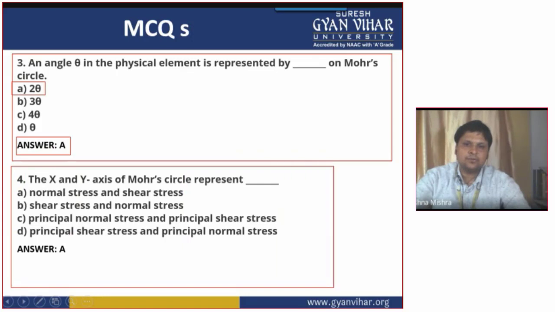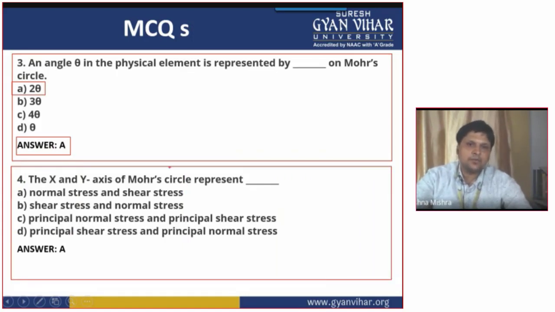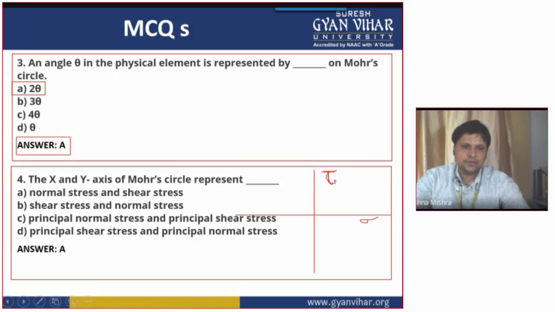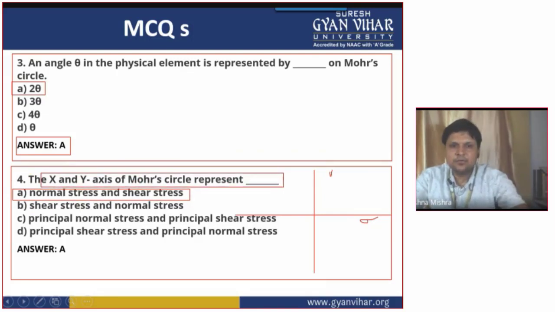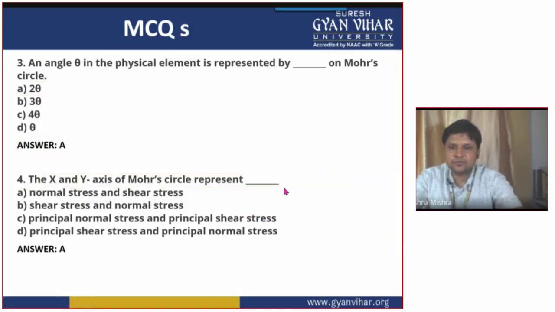Coming to MCQ number 4, the x and y axis of the Mohr circle represent what? You all know the x axis of the Mohr circle and the y axis of the Mohr circle. The x axis represents the sigma value and the y axis represents the tau value. So here, the normal stress and shear stress. Option A is the correct option: the x and y axis of the Mohr circle represent the normal stress and shear stress.